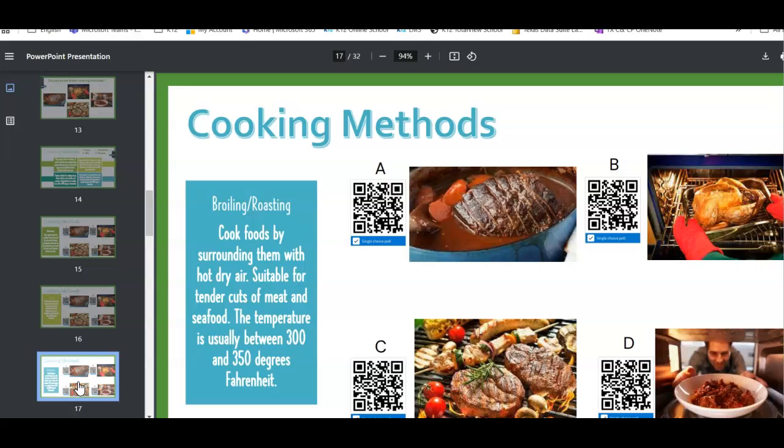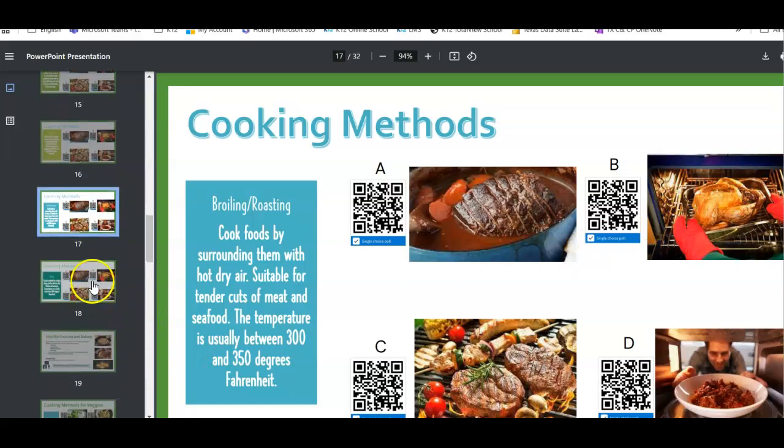Broiling and roasting, you cook food by surrounding it with hot, dry air. It's suitable for tender cuts of meat. You usually do it between 300 to 350. So we can see right here where someone's putting that turkey in the oven. That's an example of broiling or roasting.